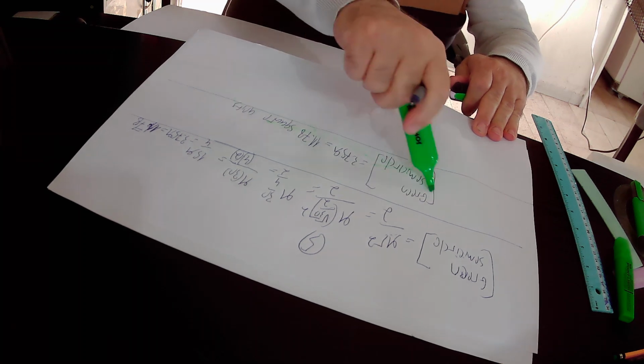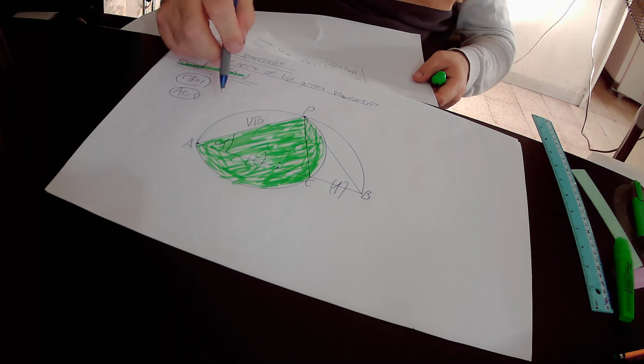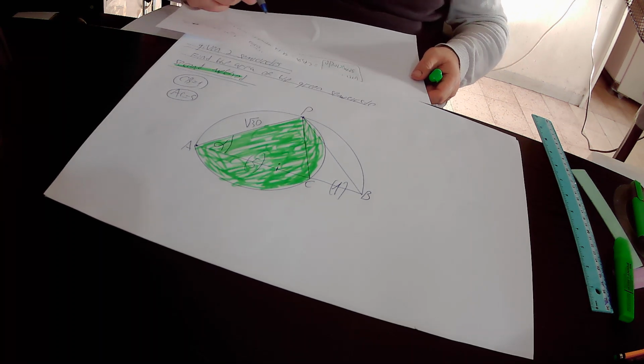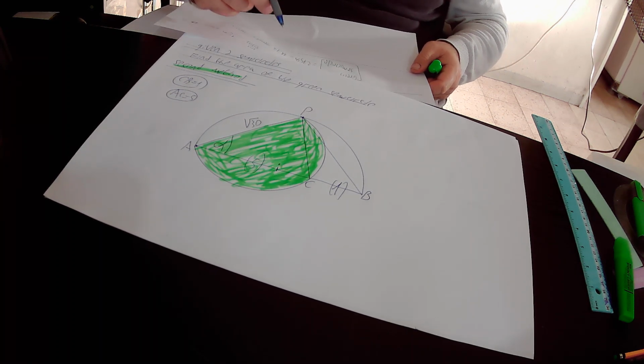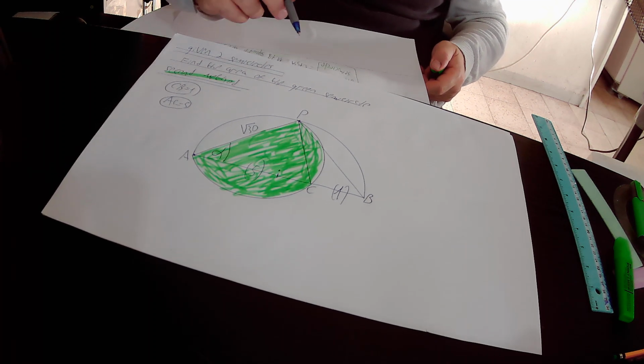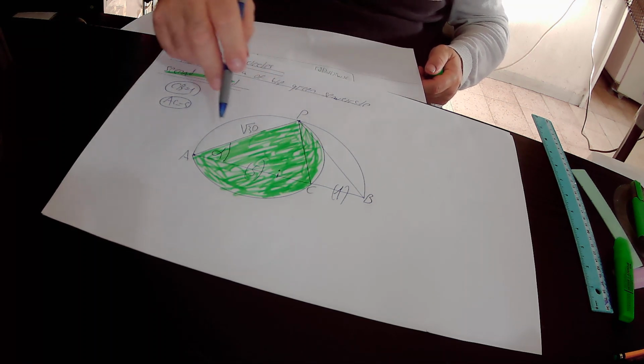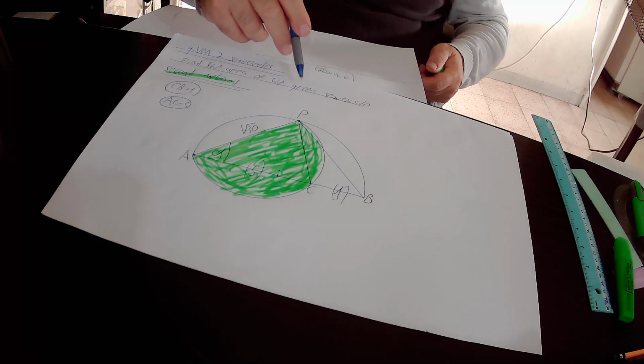I repeat again. We found out that the area of this green semicircle equals either 3.75 pi square units, or in terms of numbers, 11.78 square units. So we finished with the first method. In the next step, I will present to you how to find the area of this green semicircle according to the second method.